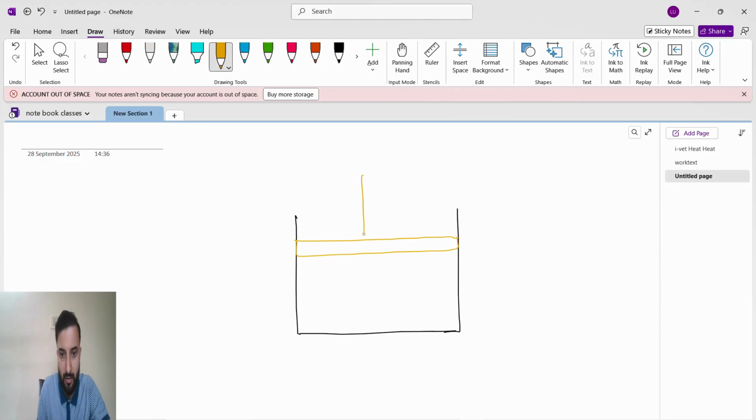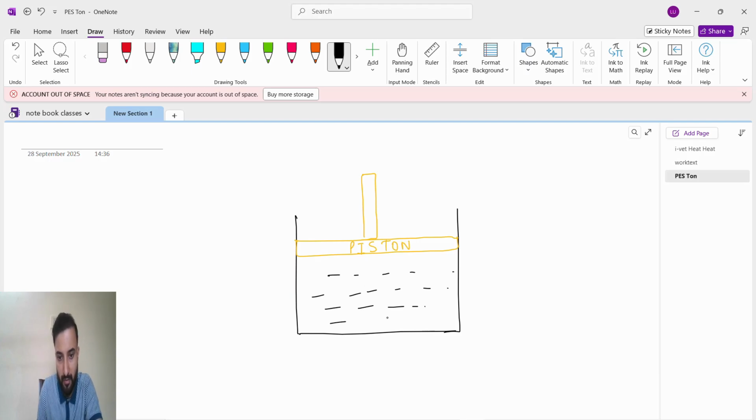So this is the piston. And now what is this? Inside this you can say are the gas molecules. This is the system.